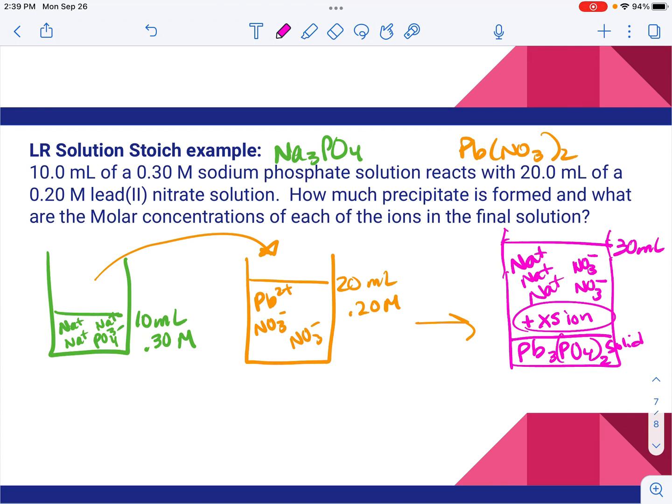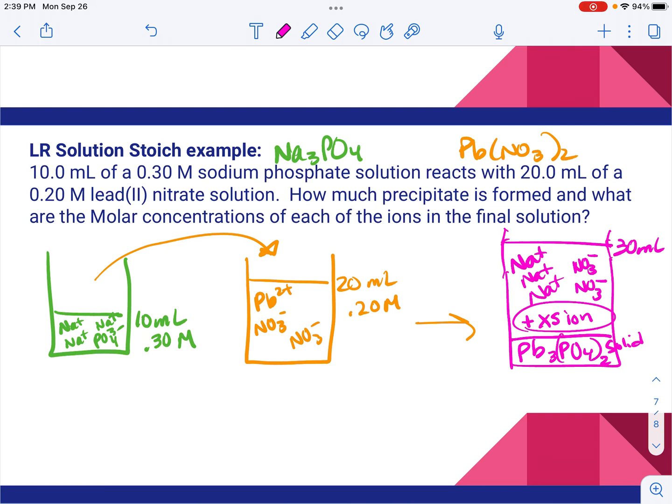Okay, this is a really big conceptual thing: this is going to react until the ion that's limiting runs out, not until the whole compound runs out. And remember that your spectators will all still be present, they're just swimming in a bigger solution. So their molarity will change, but the number of moles does not change.